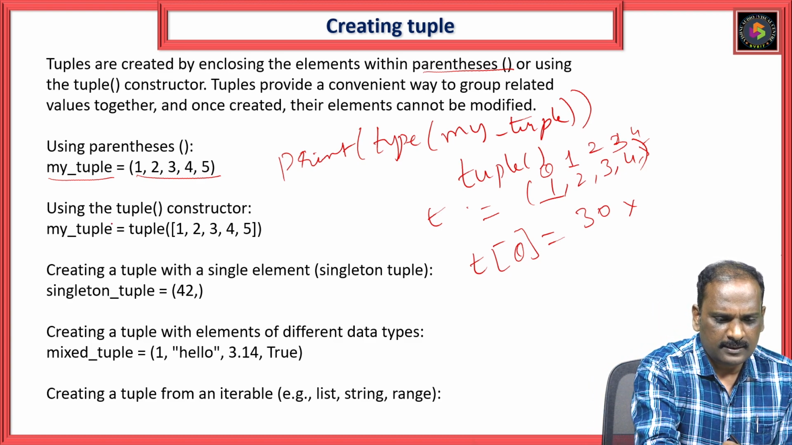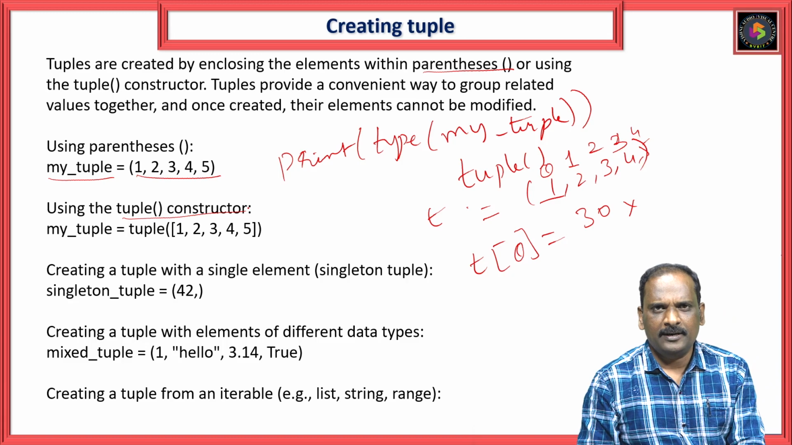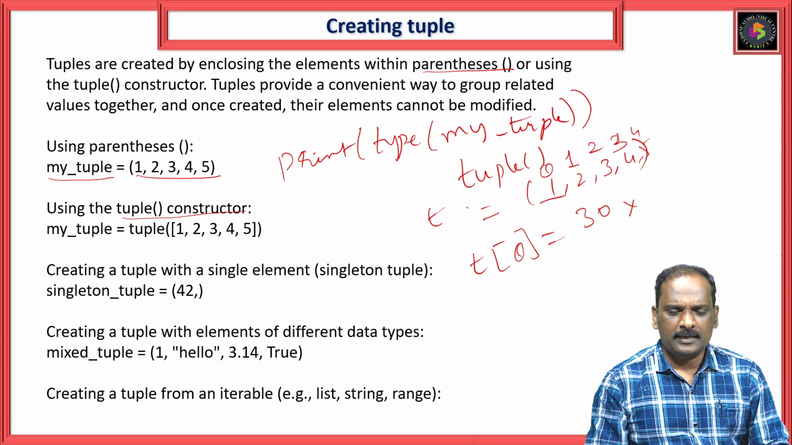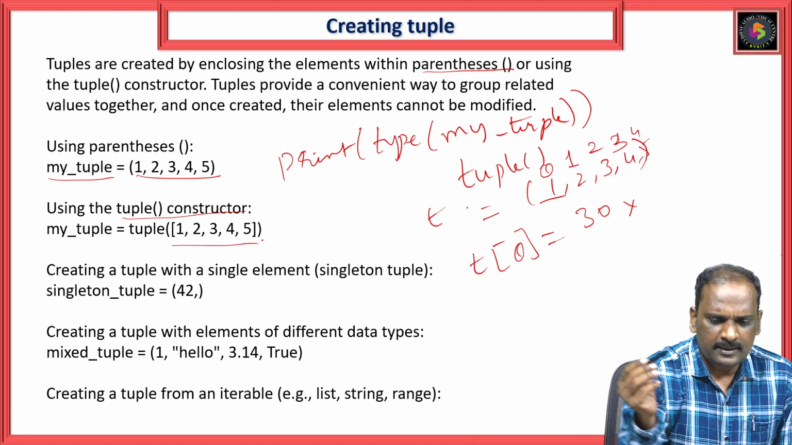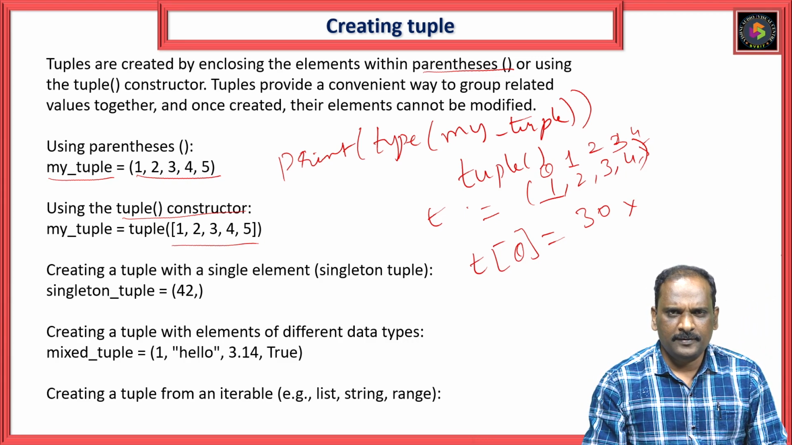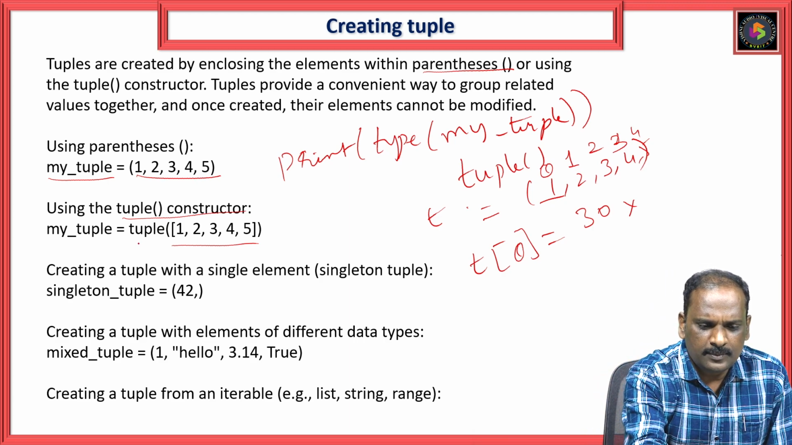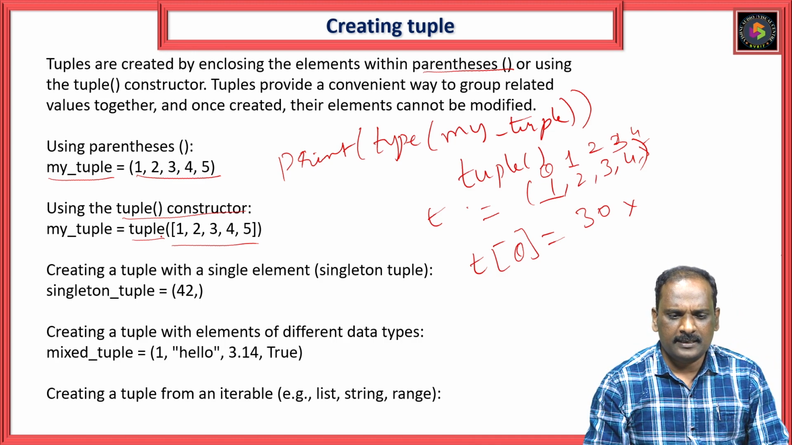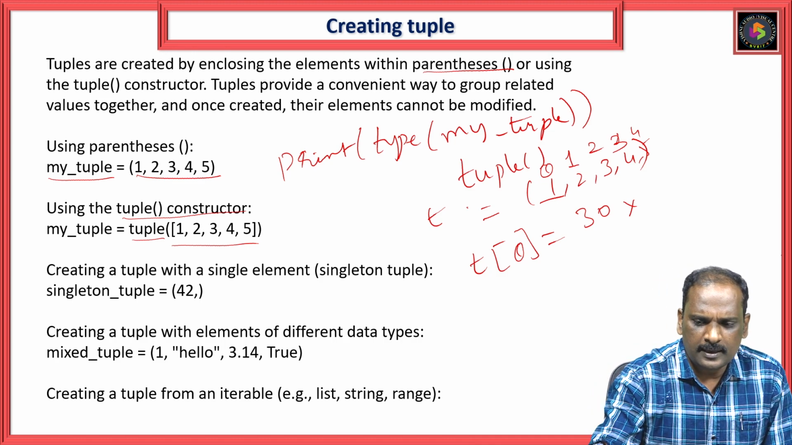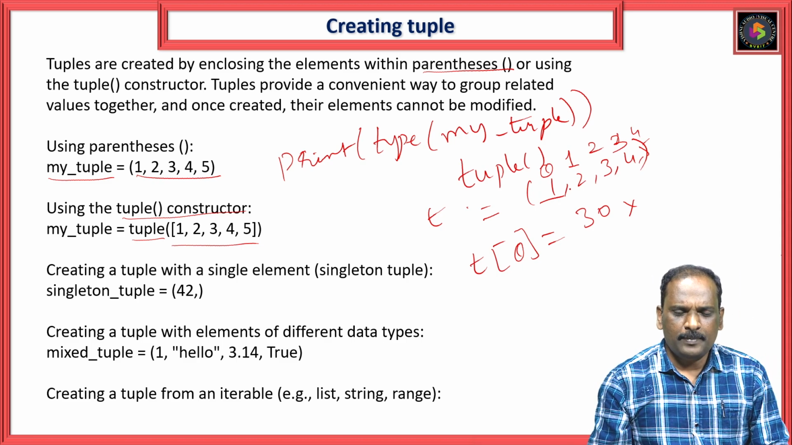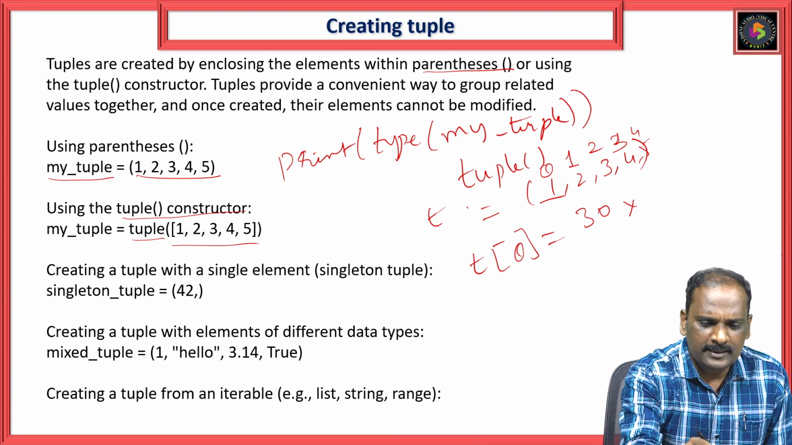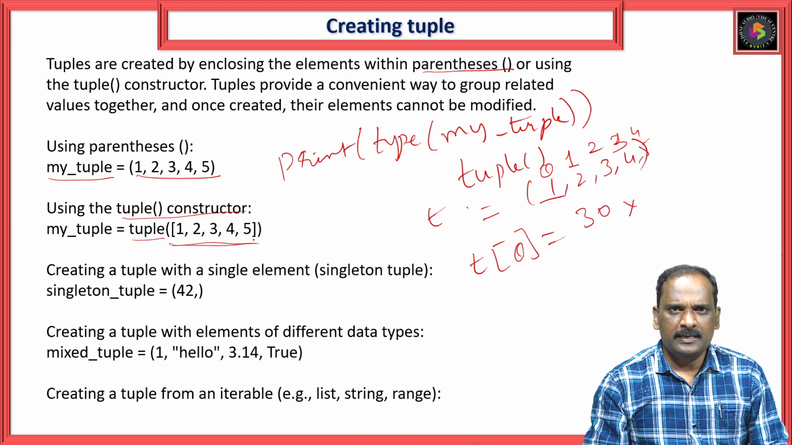Now, using the tuple constructor. The second way to create a tuple is by using the tuple constructor. Here I am giving a list of elements enclosed inside square brackets, and then I convert the list by using the tuple constructor. If I display my tuple, it contains the elements 1, 2, 3, 4, 5 inside the parentheses. The tuple constructor takes one argument, which can be any iterable. In this example, we are using a list of elements as the iterable.